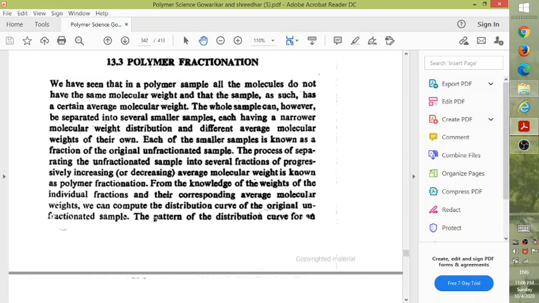So suppose I want to separate the molecules having 100 molecular weight, then the molecules having 200 molecular weight, and then the molecules having 300 molecular weight. I want to separate them into different test tubes, for example. So I will have to fractionate the unfractionated sample. That process is known as polymer fractionation. Hope it is clear to you. The definition by the book: the process of separating the unfractionated sample into several fractions of progressively increasing or decreasing average molecular weight is known as polymer fractionation.